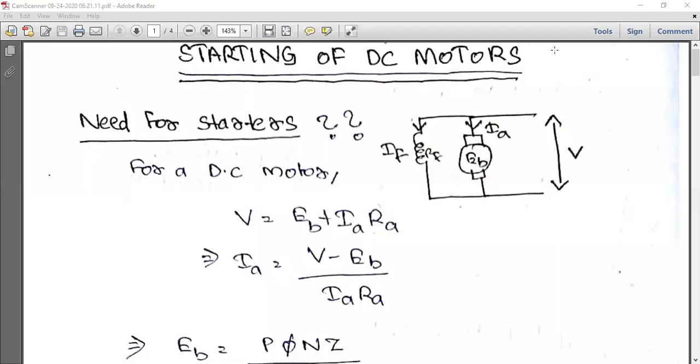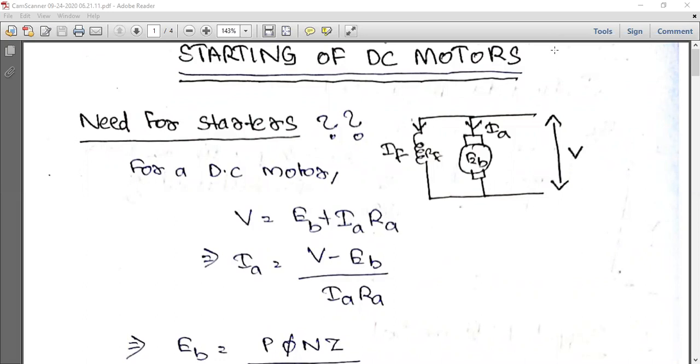Morning, students. So, the topic for today is based on DC motors, that is, the starting of DC motors, and why do we need a starter while starting a DC motor. And there are two different types of starters also, 3-point starter and 4-point starter. So, I'll be explaining the 3-point starter also.